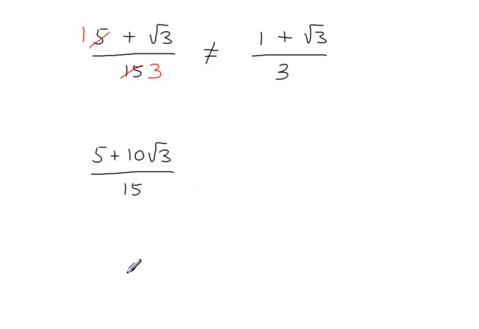Now I can cancel this. The 5, the 10 and the 15, these are all multiples of 5. So if I divide each one of these by 5, I'll get 1 plus 2 root 3 over 3. This is now correct.